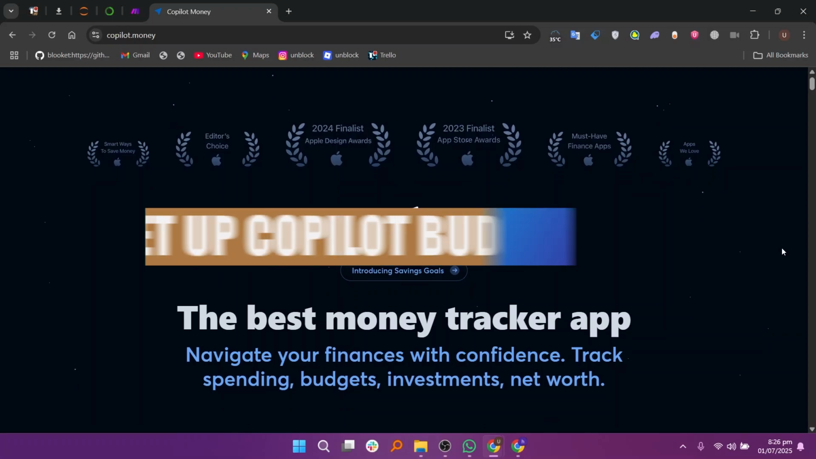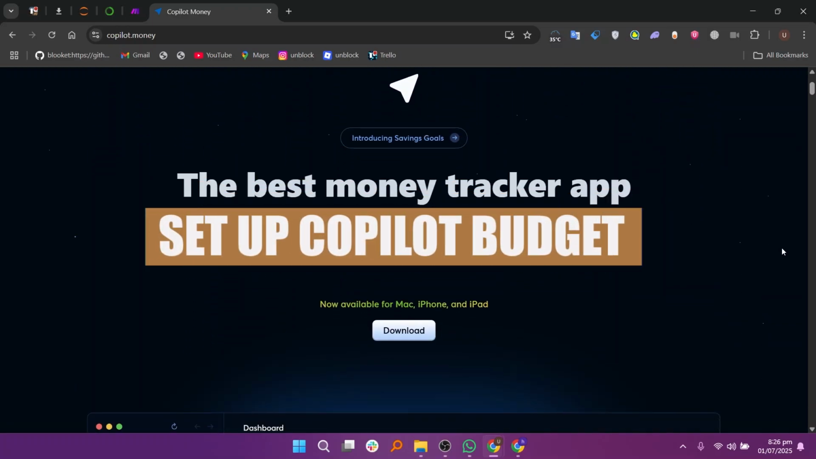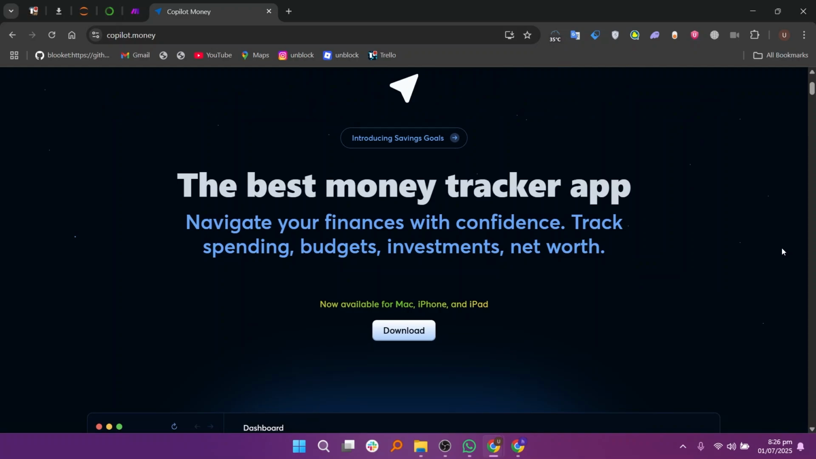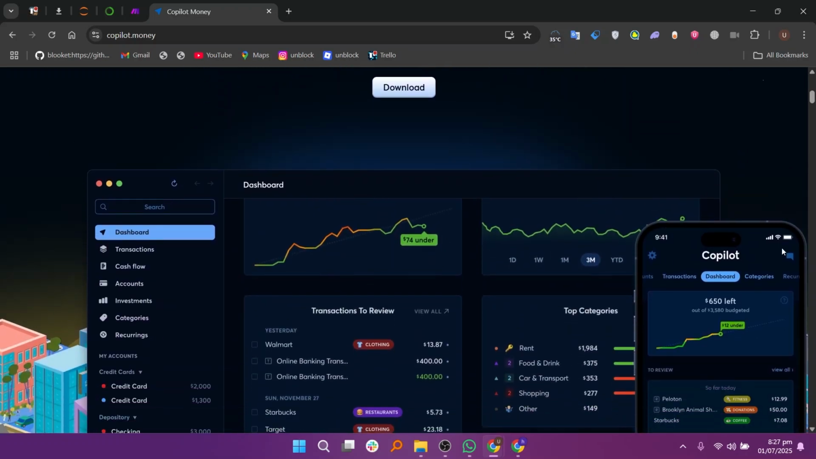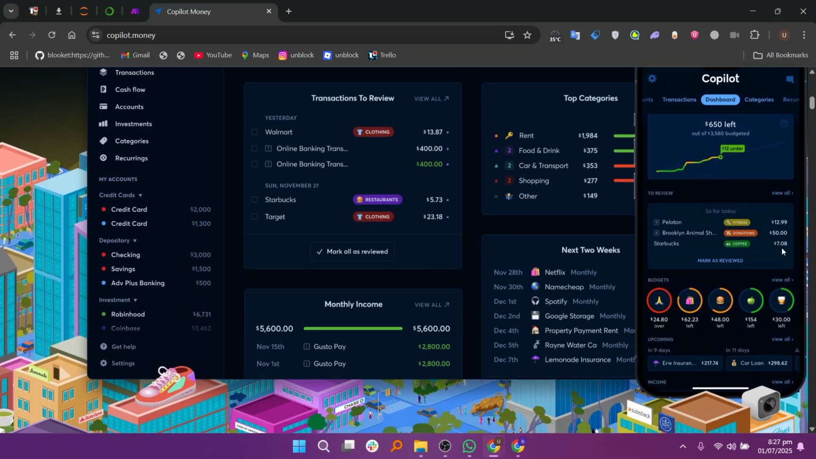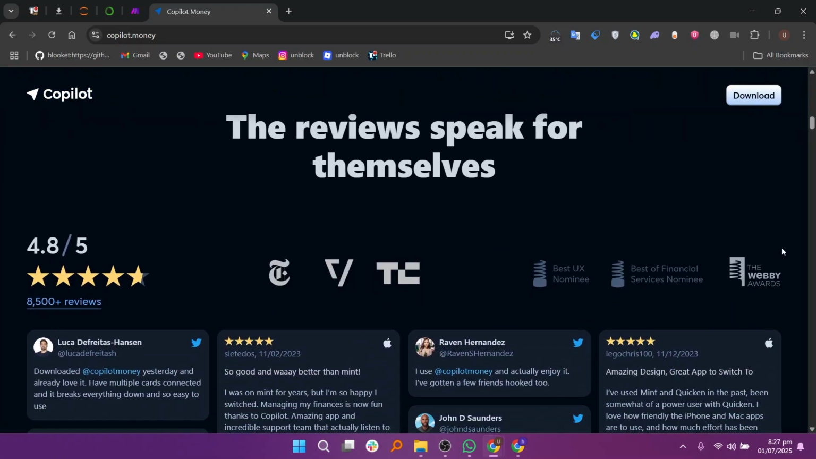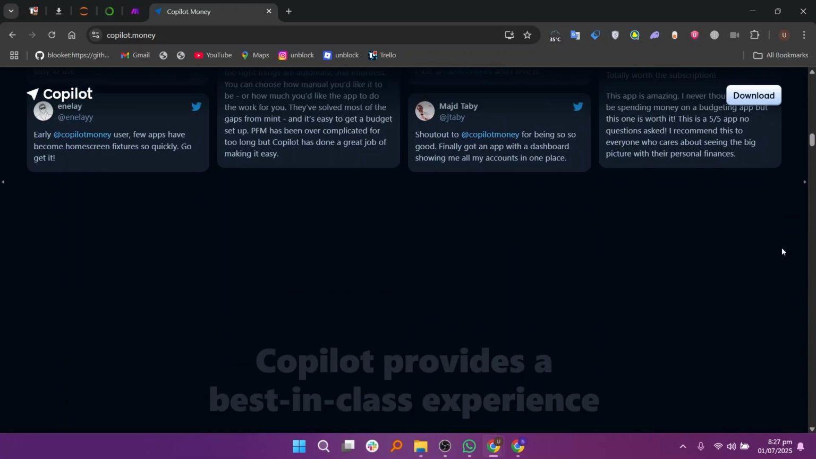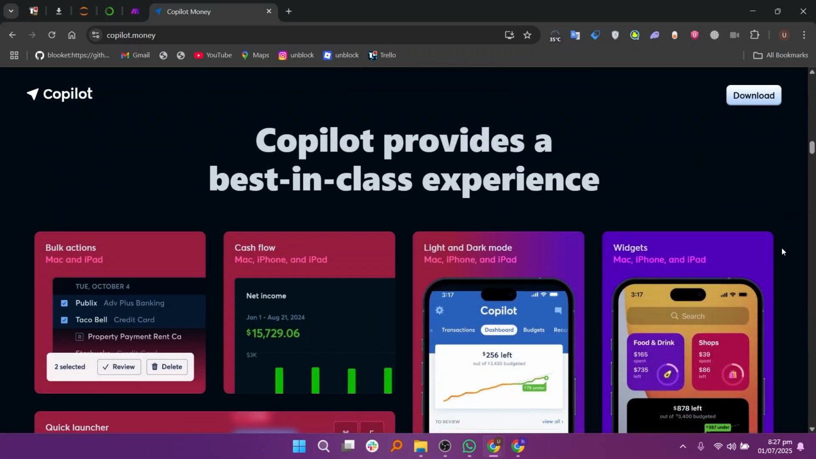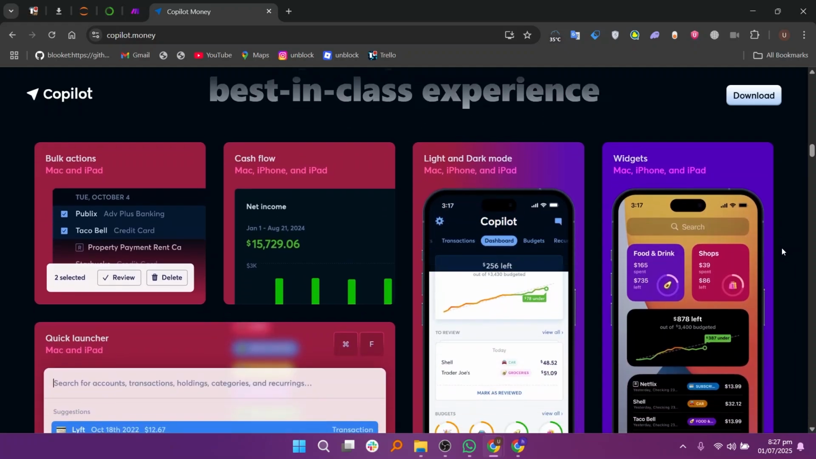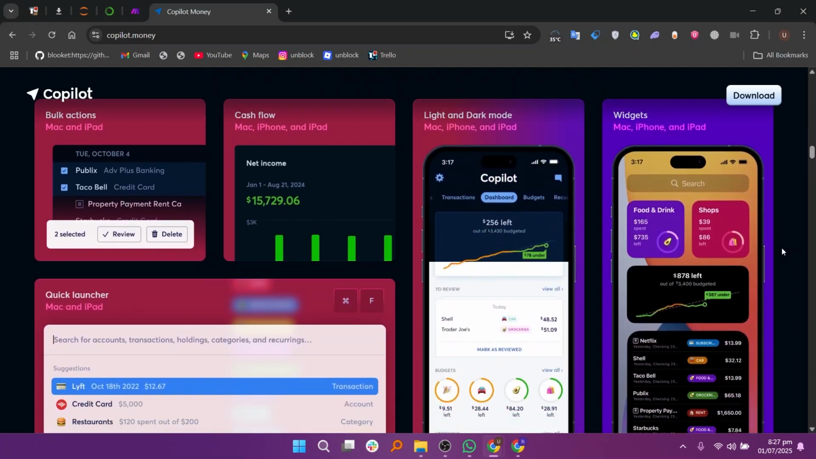Hello everyone, in this video we will see how to set up Copilot budget. Copilot is a smart financial management app designed to help users track their income, expenses, budgets, and savings goals with ease through a clean, automated interface. It securely links to your bank accounts, credit cards, loans, and investments to provide a real-time picture of your financial health. By leveraging machine learning, Copilot automatically categorizes your transactions and gives personalized insights into your spending habits.